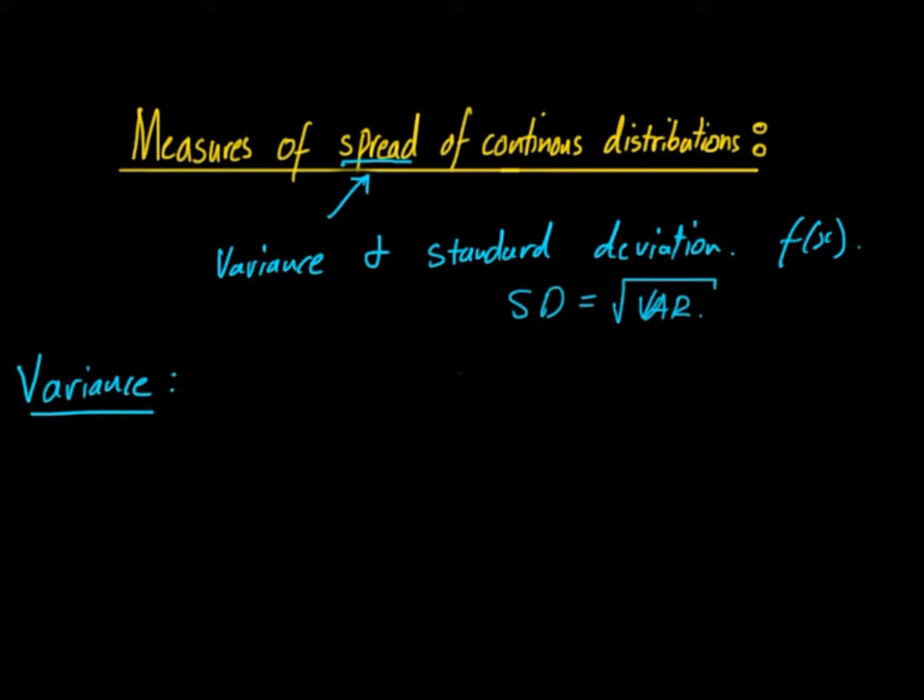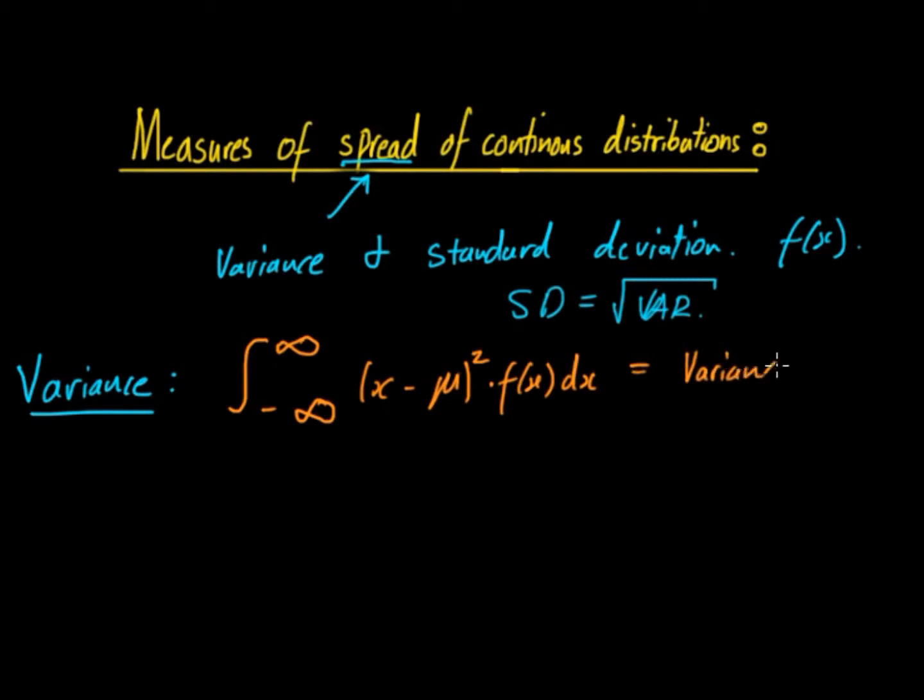Now there are two ways to calculate it. We'll look at the first one, and you can use both formulas. Just decide which one you'd prefer. You could memorize both of them if you'd like, but both of them do work. The first involves anti-differentiating. You go from negative infinity to infinity of (x minus the mean) squared times f(x) dx, and this will give you the variance.